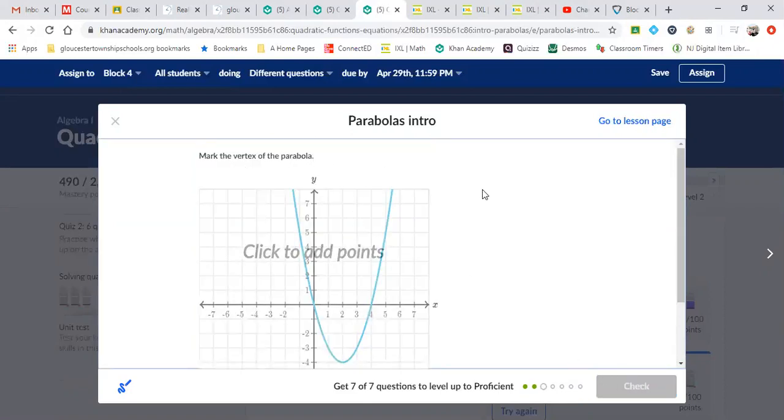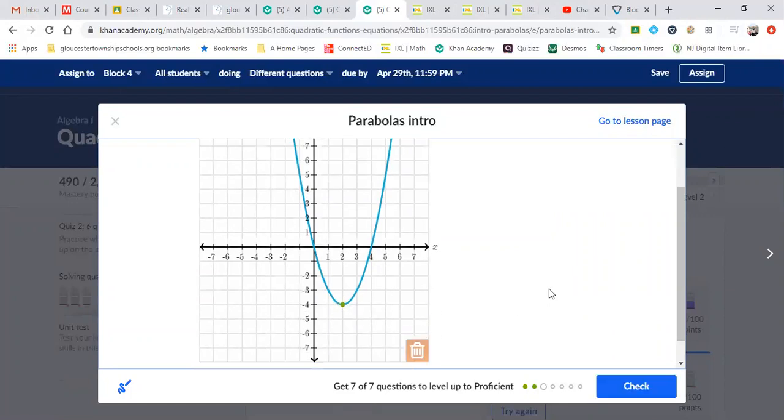Mark the vertex. The vertex is just a single point, and that single point is either the maximum or the minimum. It's on the symmetry axis, and it's either the bottom or the top. In this case, the bottom, the minimum. It's a point right there. And that vertex point would be (2, -4) as a coordinate. We're going to talk about that next.